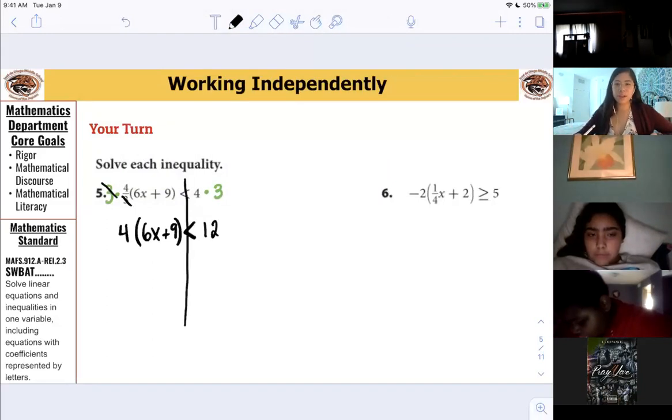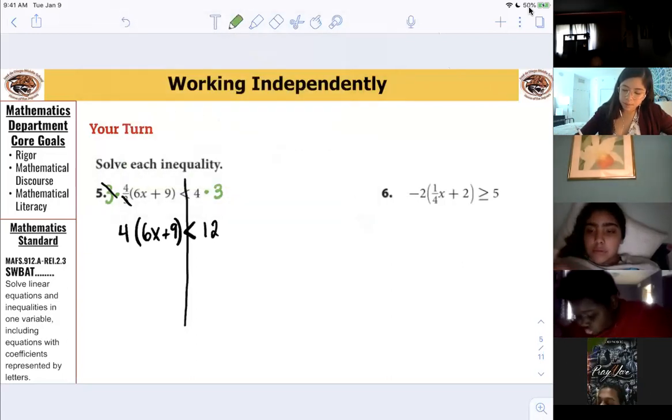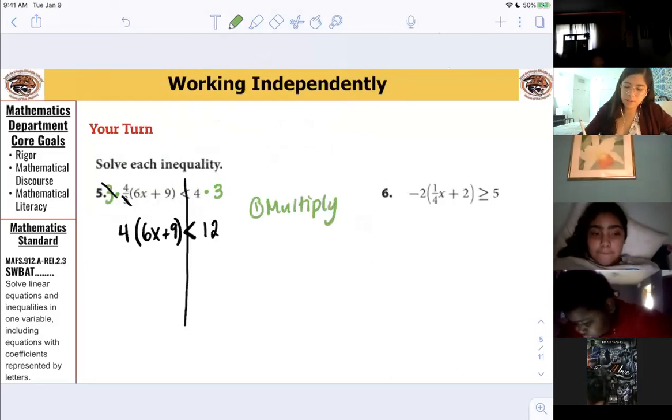All right, then 4 times 3 gives me 12. So one step, boom, I'm done. I'm rid of my fractions. Now I have to keep going and do my parentheses. So step 1 was multiply. Step 2, now I can distribute: 24x plus 36. Good.